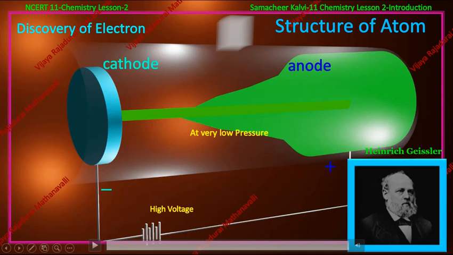Those molecules receive the current and emit electrons. Those electrons move from cathode to anode. So the ray is only negatively charged particles. Then he named the ray cathode rays.